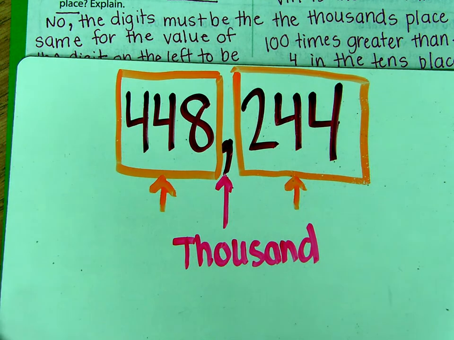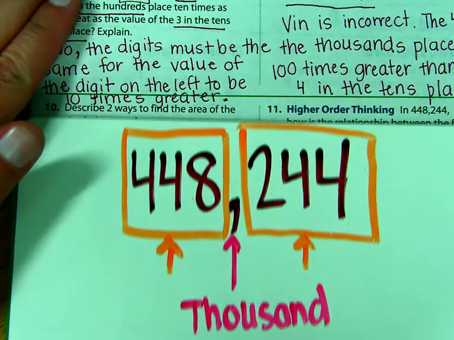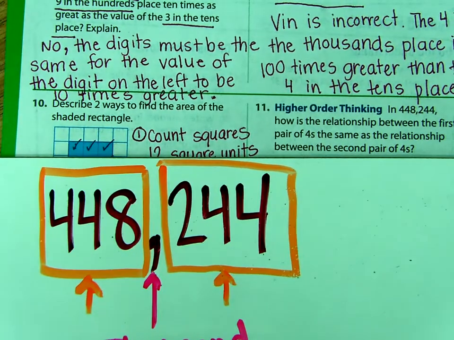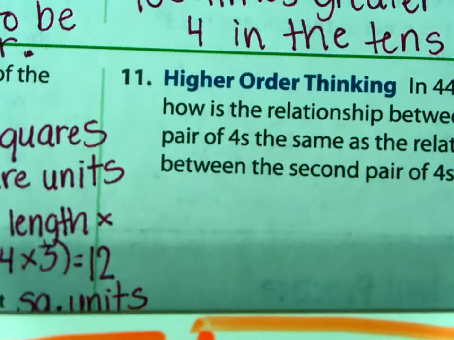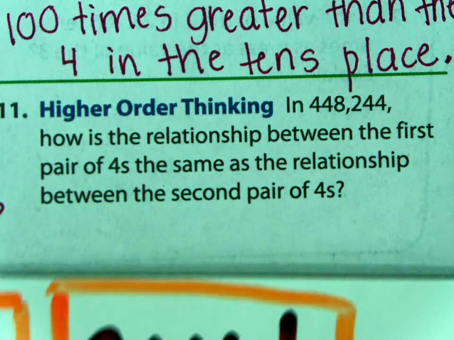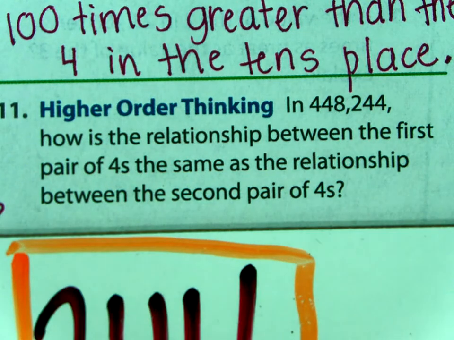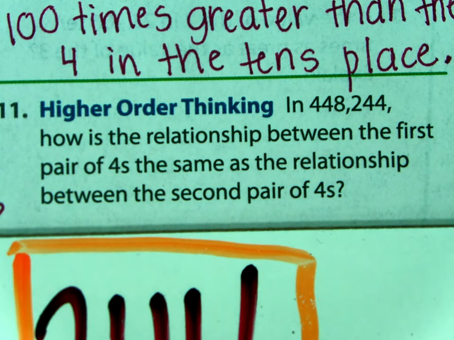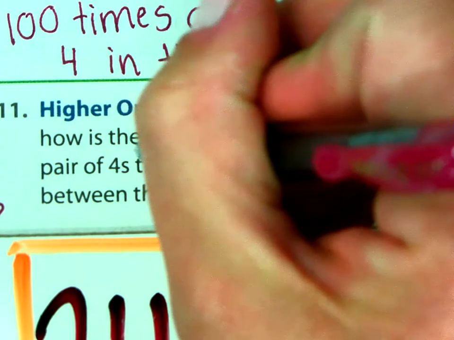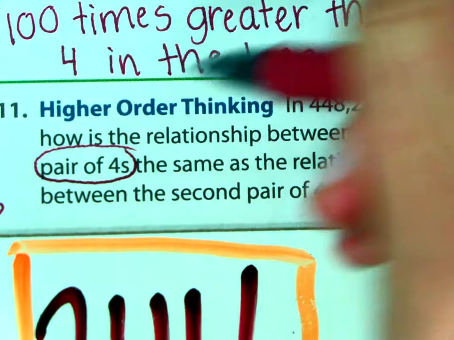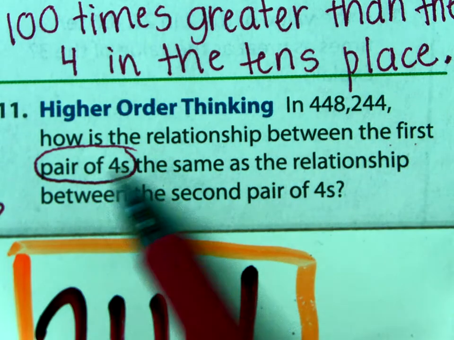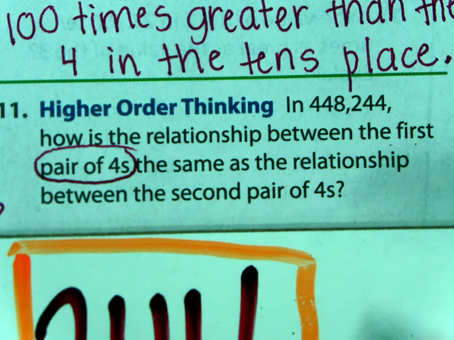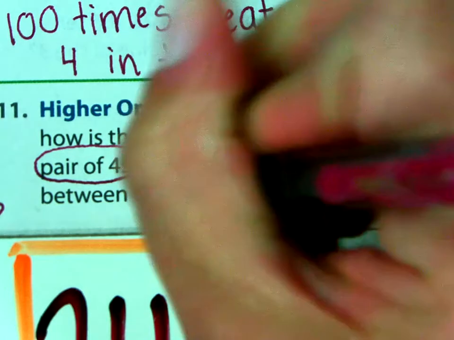Now let's look back at the question and see what they are wanting us to do with this number. So we're looking at the value of the different sets of 4s. So in this number, how is the relationship between the first pair of 4s, in that first box, the same as the relationship between the second pair of 4s?